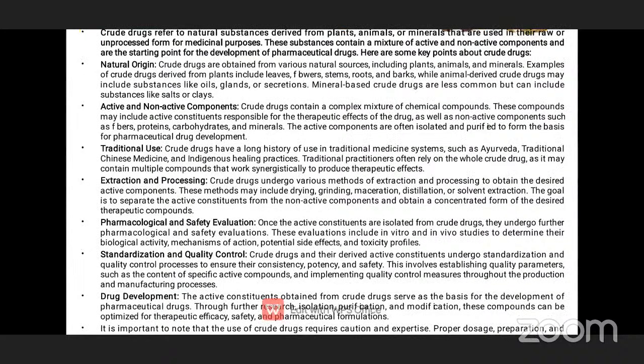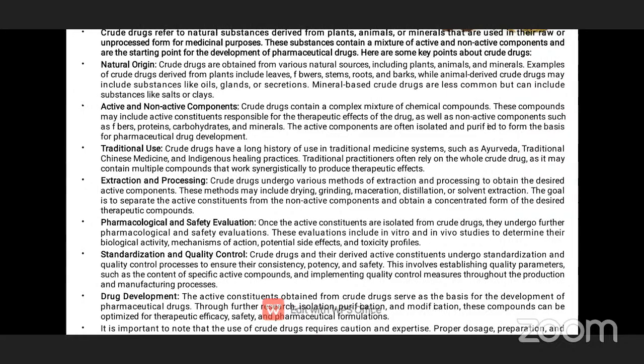Traditional use. Crude drugs have a long history of use in traditional medicine systems, such as in Ayurveda, traditional Chinese medicine, and including indigenous healing practices. Practitioners often rely on the whole crude drug as it may contain multiple compounds that work synergistically to produce therapeutic effects.